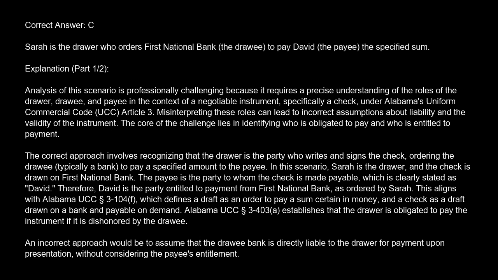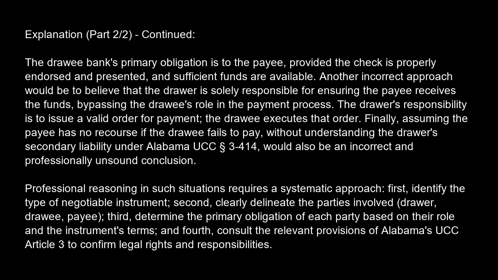An incorrect approach would be to assume that the drawee bank is directly liable to the drawer for payment upon presentation, without considering the payee's entitlement. Drawee bank's primary obligation is to the payee, provided the check is properly endorsed and presented, and sufficient funds are available. Another incorrect approach would be to believe that the drawer is solely responsible for ensuring the payee receives the funds, bypassing the drawee's role in the payment process. The drawer's responsibility is to issue a valid order for payment. The drawee executes that order.